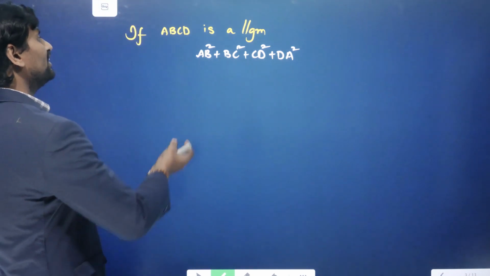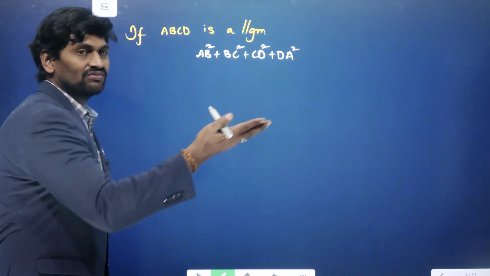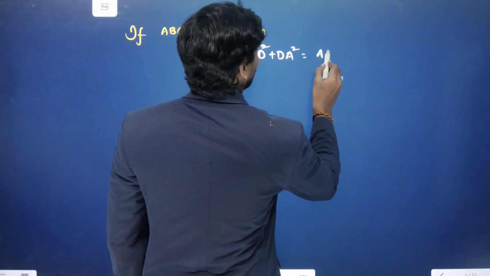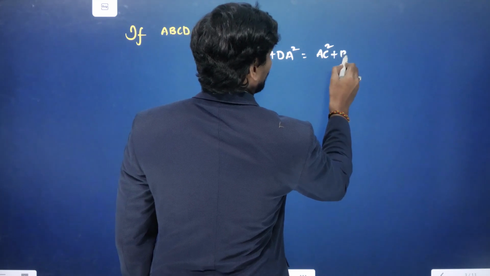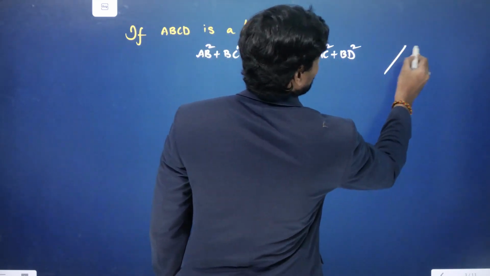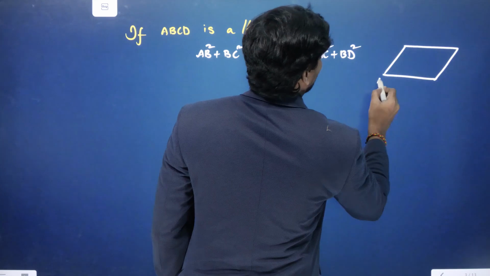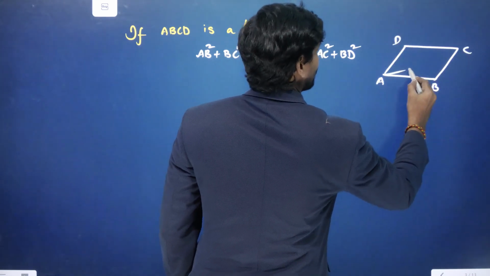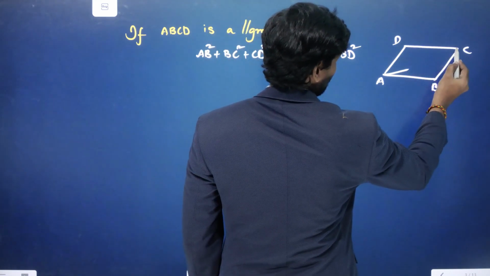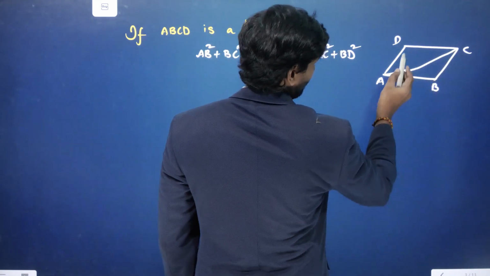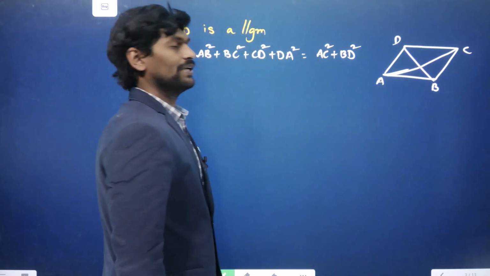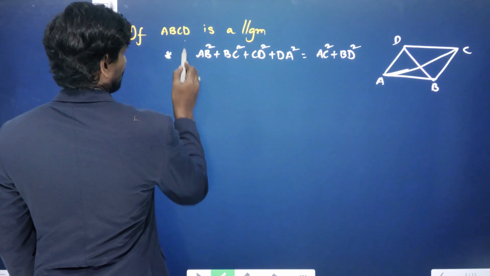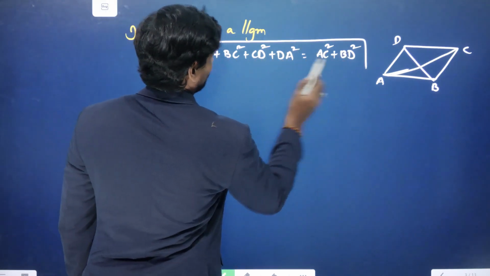So simply, the sum of the squares of the sides of a parallelogram is equal to AC² + BD². When you take the parallelogram ABCD, AB² + BC² + CD² + DA² equals AC² + BD². This is also a very, very important note point.